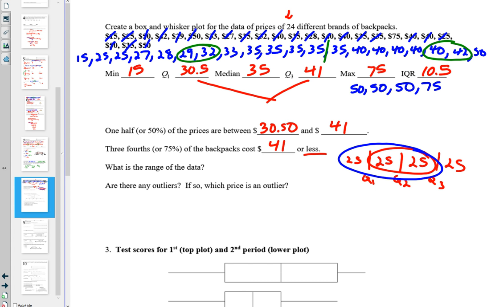What's the range of the data? We talked about range. How do you find range? Range is max minus min. 75 minus 15 is 60. Thank you. Are there any outliers? Okay, here's where we got to do some calculations. You're going to take the interquartile range and multiply it by 1.5. So 10.5 times 1.5. 15.75. Does everybody agree with that?